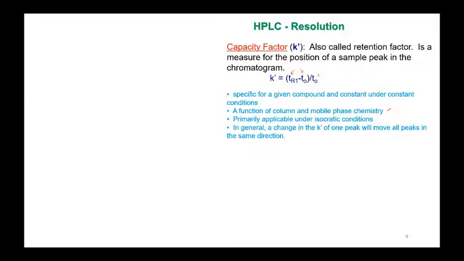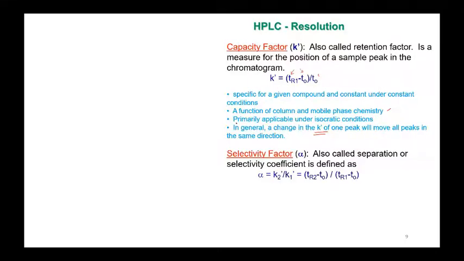In general, a change in the K of one peak will move all the peaks in the same direction. This is important. If you look at the overall chromatogram, you will have the individual K for each component. Now, if you change the condition, and the K moves from its primary position to a certain position, a similar movement will be seen for the K of another compound, in the same direction. If the K is moving to the right, the K of the other compound will also move to the right.